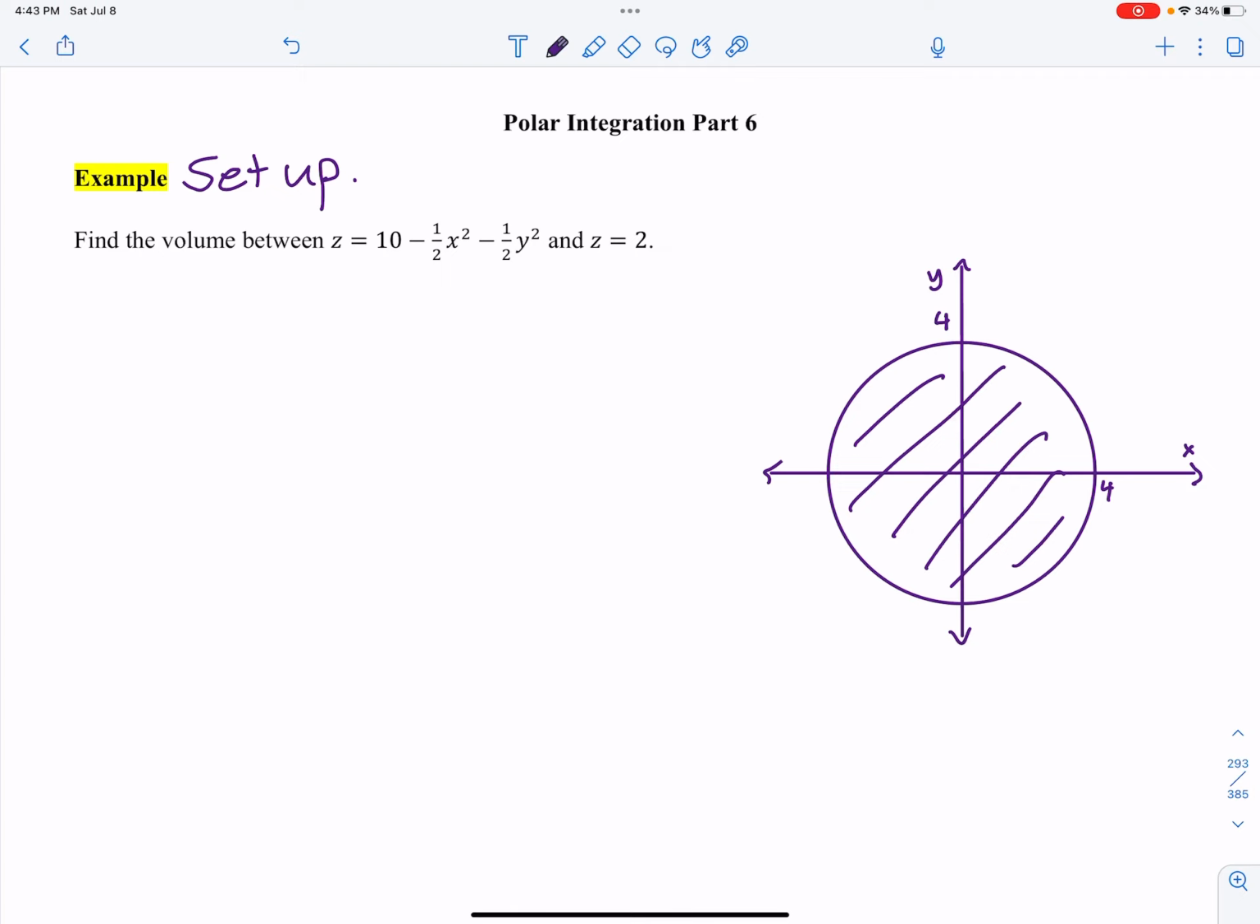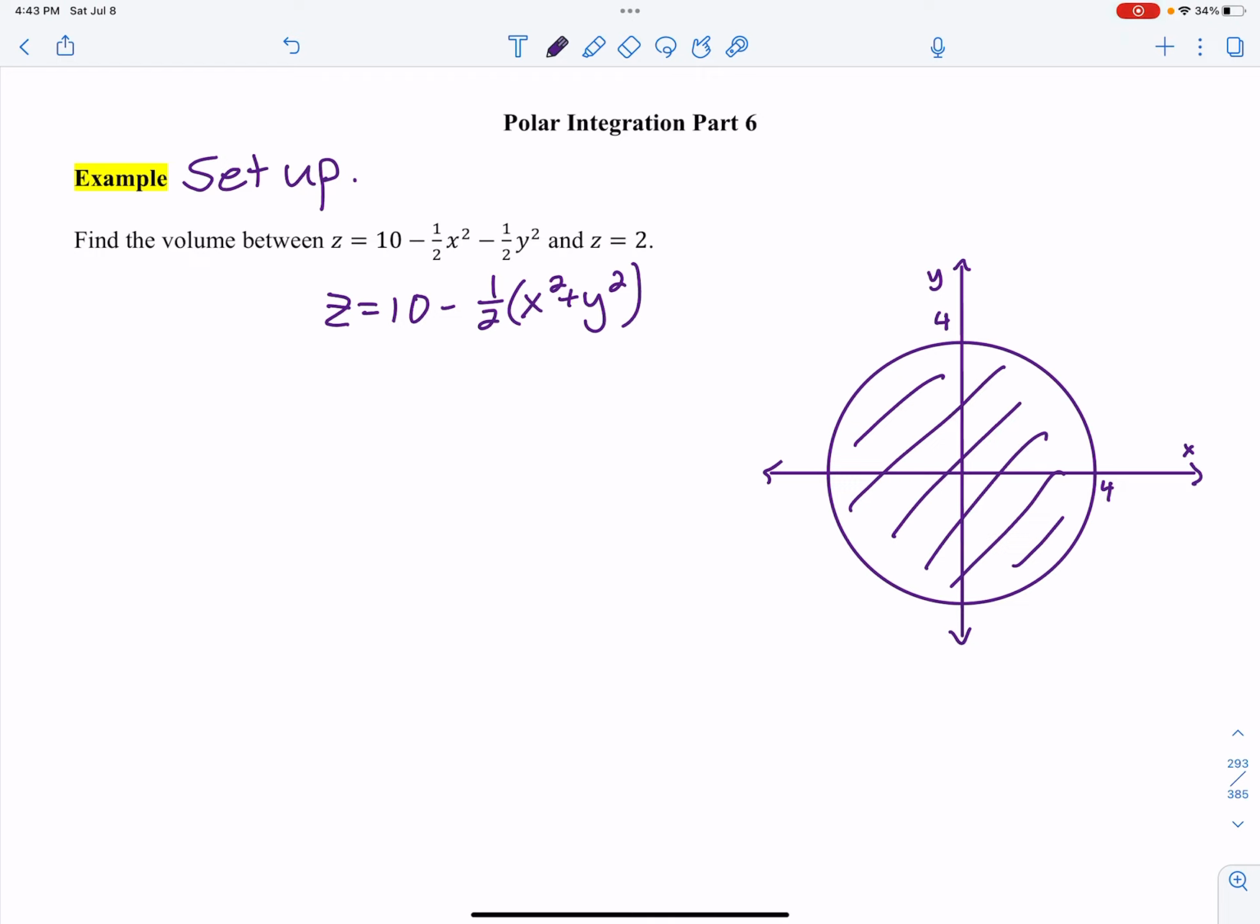All right, so notice they give me two z's here. We have z, the first one. I'm going to try to make this a little more obvious of what it is. I can factor out a half of those, and I get x squared plus y squared if I factor out the negative half. That is a paraboloid shifted up 10. It's going to be a little wider because of the half, and it's opening down. All right, z equals 2 is just a plane at z equals 2.